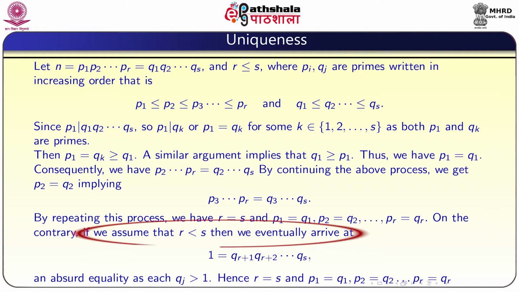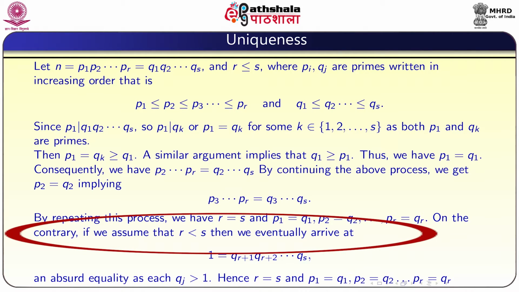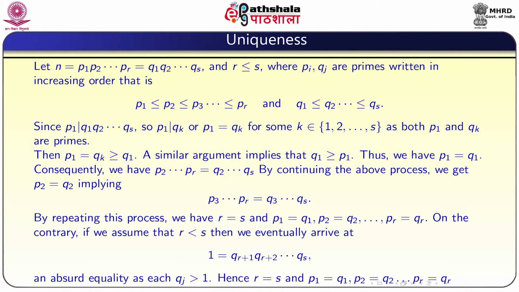On the contrary, if we assume that r is less than s, then we will eventually arrive at 1 is equal to a product of primes like q(r+1) into q(r+2) and so on up to qs. A product of primes can never be equal to 1. So, this is a contradiction.